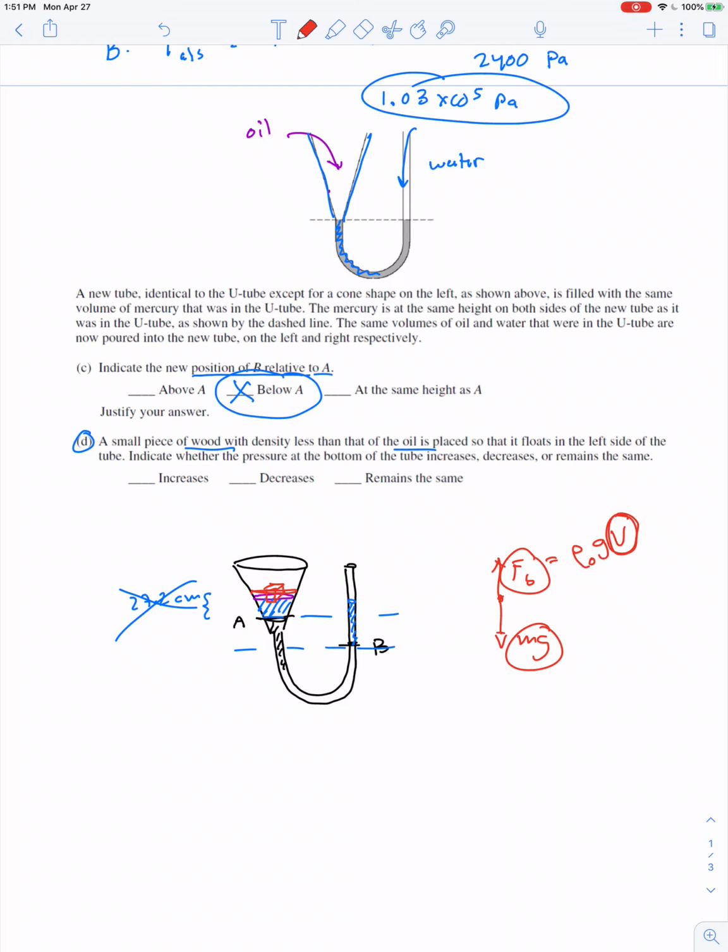And so that's going to increase the pressure at point A, and that increases the pressure in the whole system. So not only will the oil rise a little bit on the left, but the water level will rise a little bit on the right. And in any case, the pressure at the bottom of the whole system is therefore going to increase.